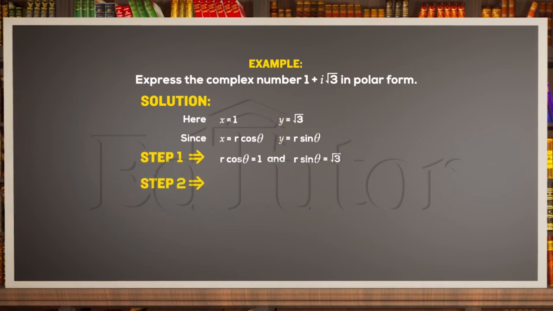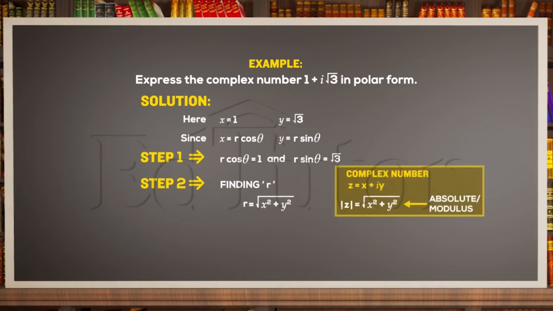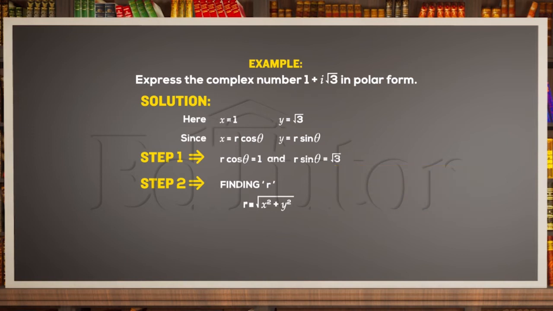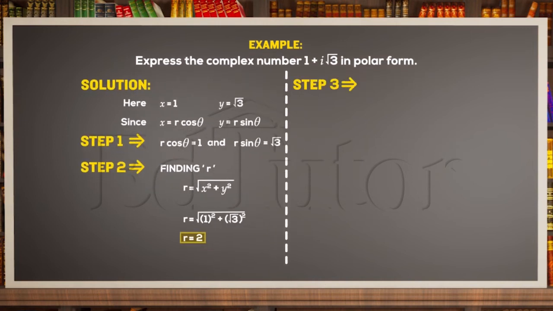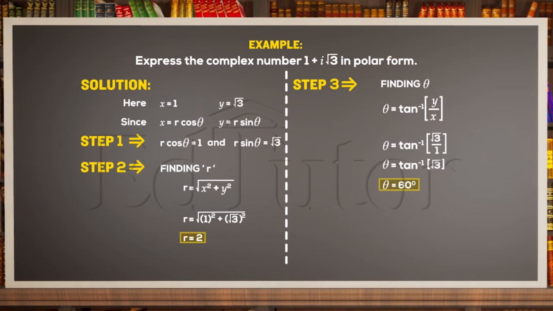Now, in the second step, let's find the value of r. We know it is none other than the modulus of this complex number. So, by simply substituting the values, we get r equal to 2. And in the last step, we will find the value of angle theta using the tan inverse function. Substitute the values of x and y again and simplify a little, and we get theta equals 60 degrees.